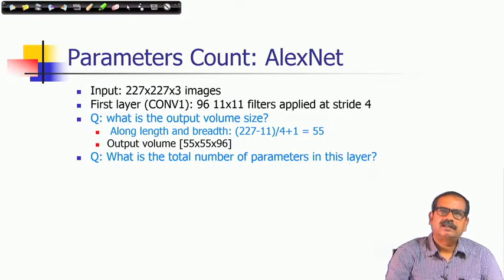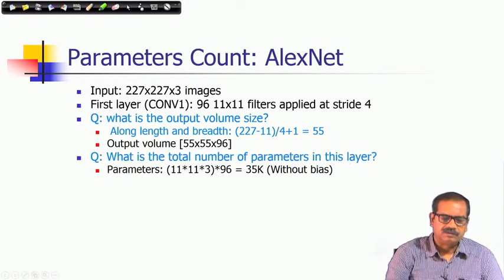Since there are 11 cross 11 filters, that is, the filter size is 11 cross 11 cross 3, the number of parameters will be 11 cross 11 cross 3 for one filter, and since there are 96 filters, it should be 96 into 11 into 11 into 3. That is the total number of parameters without bias.